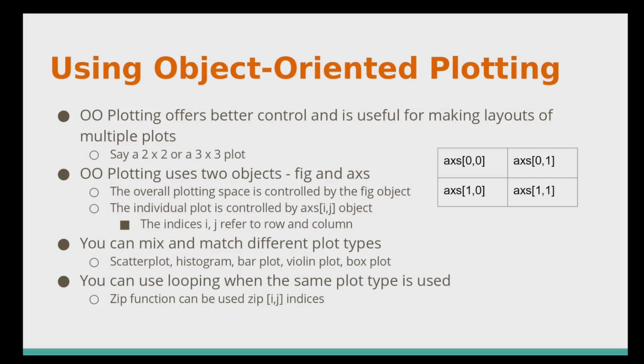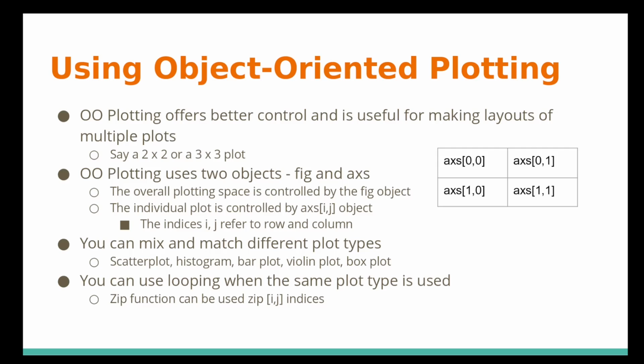The object-oriented plotting is another way to make plots in Python using Matplotlib. Object-oriented plotting offers better control and helps us make different layouts of plots. For example, if I want to make a 2x2 plot or a 3x3 plot, which is very popular in scientific literature, then I can make use of this object-oriented plot. Object-oriented plotting uses two objects, the figure and the axis. The overall plotting space is controlled by the figure object, whereas the individual plot is controlled by the axis object.